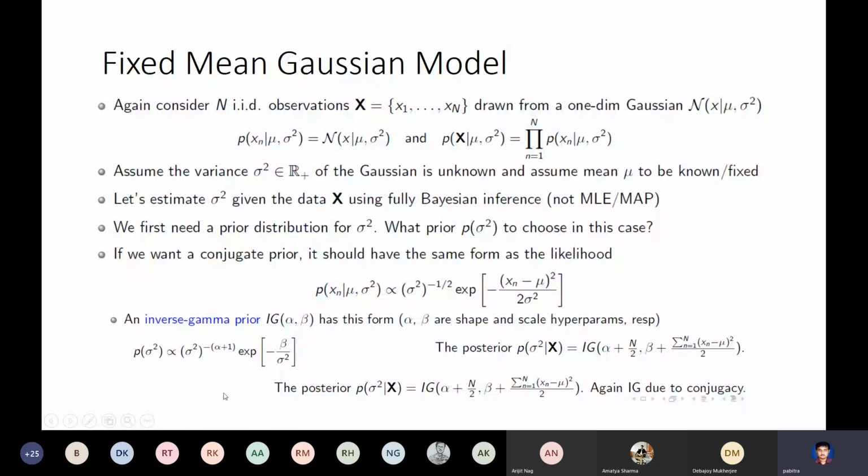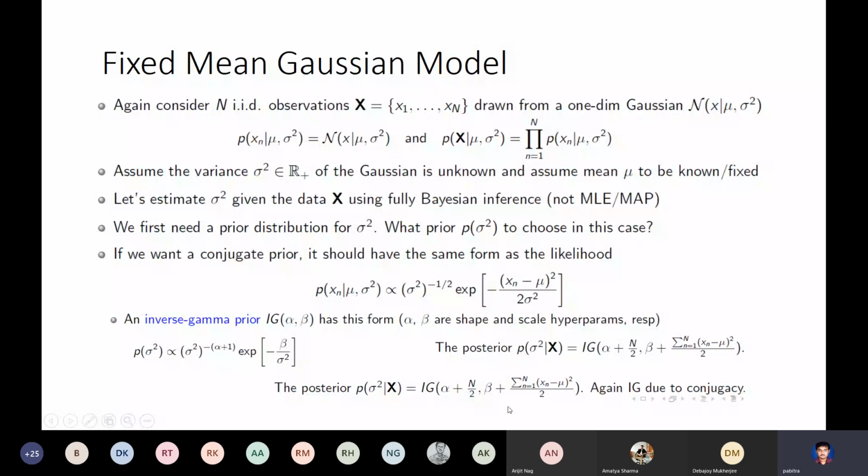The inverse gamma prior p of sigma square: I directly take sigma square, I don't take sigma. P of sigma square is sigma square to the power minus alpha plus 1, e to the power minus beta by sigma square. It looks like a Gaussian distribution, but slightly different. You have two hyperparameters, alpha and beta, which control the shape and scale of the prior. And so this is my likelihood, this is my prior.